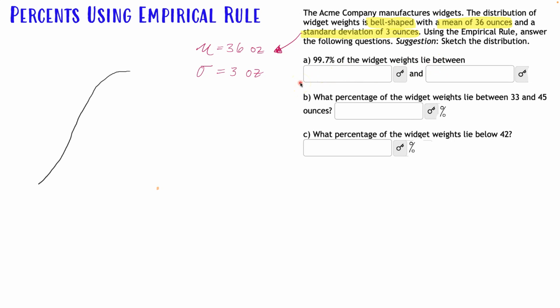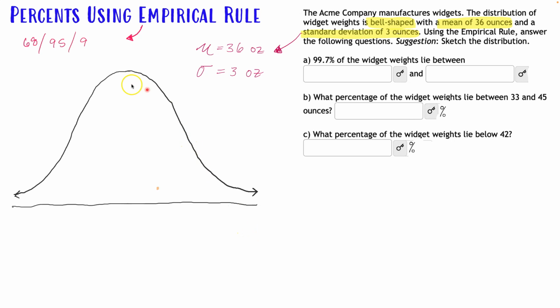And so what we want to do is understand what the empirical rule is. It's a really good idea to make sure that you know how to derive parts of the empirical rule. One of the first things that you should start off with is making a bell curve. The empirical rule is also known as the 68, 95, 99.7 rule.